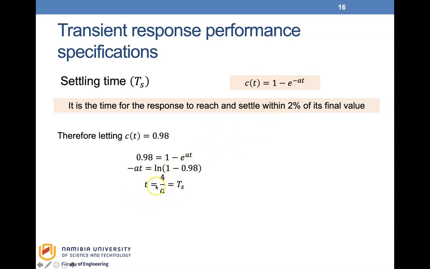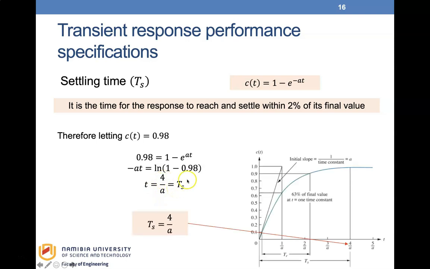And here we find that our T is equal to 4 over A, which is our time response, which is our settling time. So our settling time is equal to 4 over A. And you can see it's right here, 4 over A, when the system has settled down. So this is when the system has settled. So it's 4 over A.